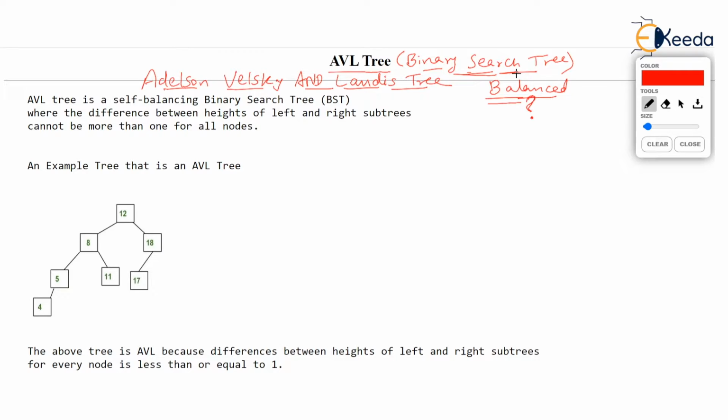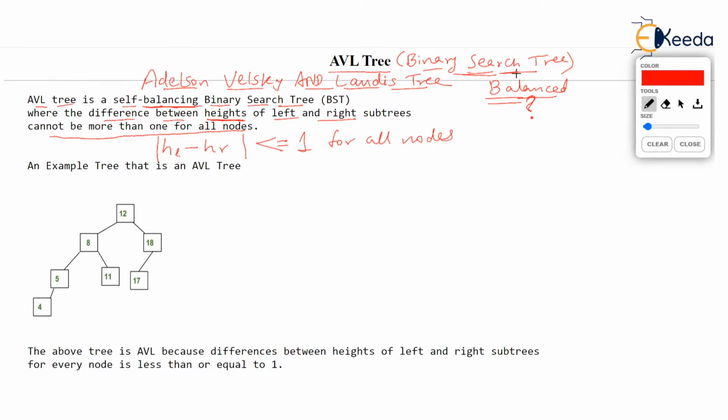Now you see the definition: AVL tree is a self-balancing, that is balanced, binary search tree, where the difference between heights or depth, whatever you say, height or depth, both words are same, of left and right subtrees cannot be more than one for all the nodes. This formula can be written as absolute value of HL minus HR is less than or equal to 1 for all nodes.